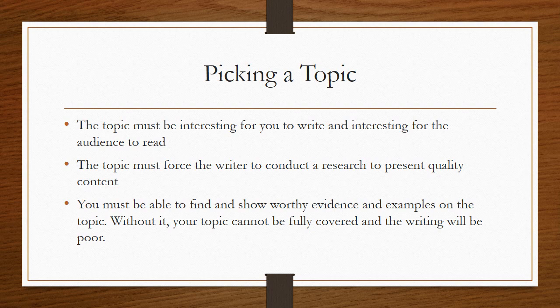Now, for this particular class, you will be provided with a list of potential topics. Weirdly enough, they all begin with define, explain, or describe. So, once you pick a topic, you want to think about the research that should go into it. You need background. You need to know what's going on in terms of differing points of view on a topic. You need to be able to use academic sources and not just whatever the first two things that pop up on Google are. You must be able to find and show worthy evidence and examples on the topic. Without it, your topic cannot be fully covered and the writing will be poor.